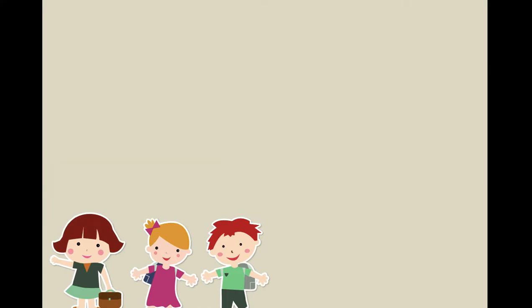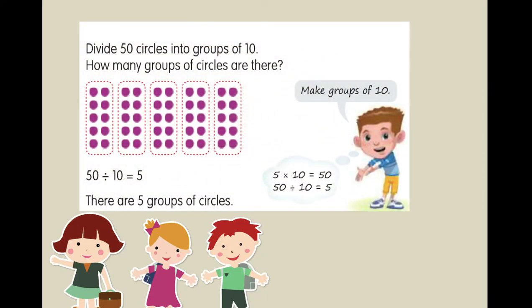Okay, now let's have a look at another example. Divide 50 circles into groups of 10. How many groups of circles are there? Did you make this tricky word? Make a note of this tricky word. Groups of 10. I think I referred even in my last lesson, that is division by 5. Whenever you have these tricky words like groups of 10, you have to pay attention to these words.